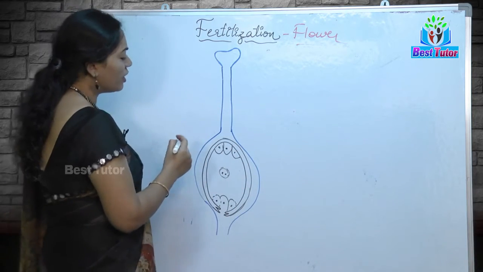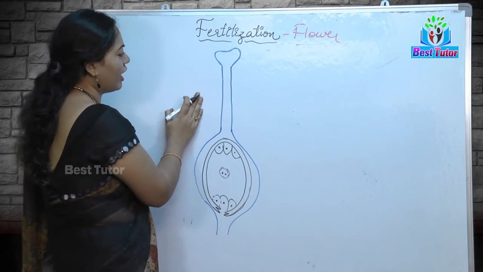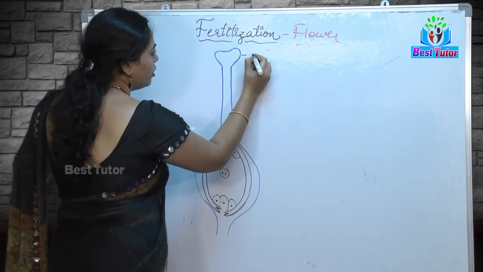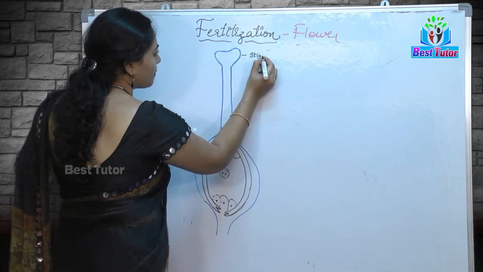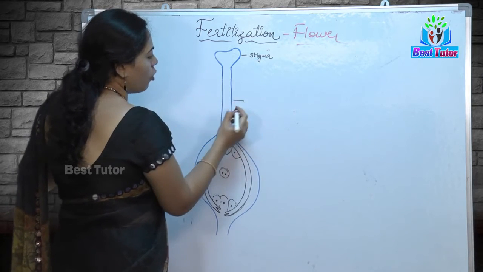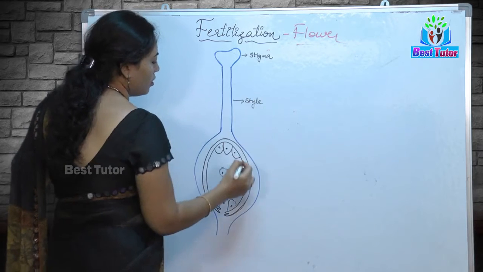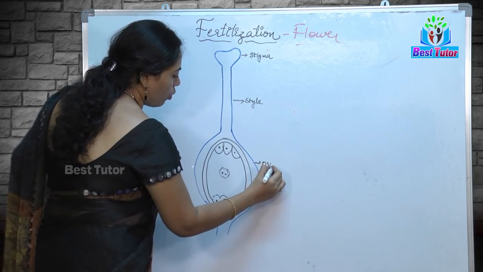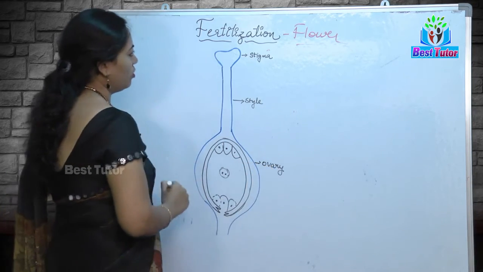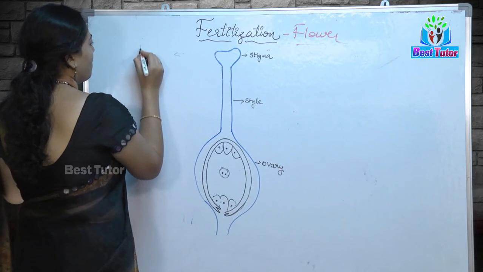Right. So, students, here this is the structure of gynoecium. So, what is this structure? This is stigma. This long filament like structure is known as style. Then this is ovary. Now, this is the structure of pistil.